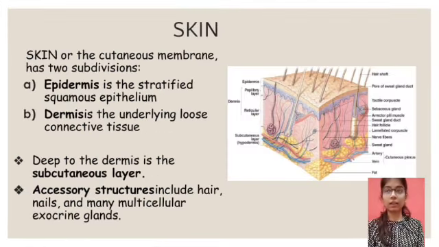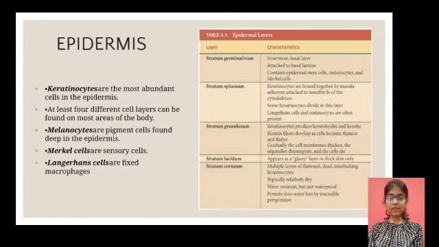So, skin or the cutaneous membrane has two divisions. First is the epidermis and second is the dermis. The epidermis is the top layer of the skin, and it consists of the stratified squamous epithelium, which is mainly replaced after every 40 days. Now, we can see in the table the epidermal layers.